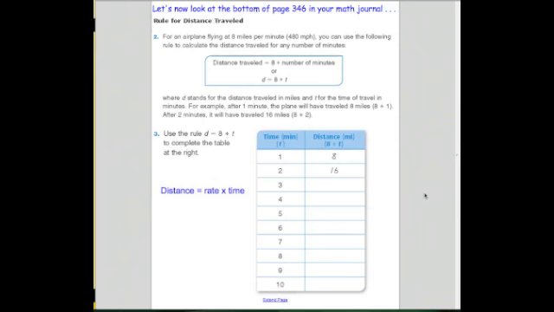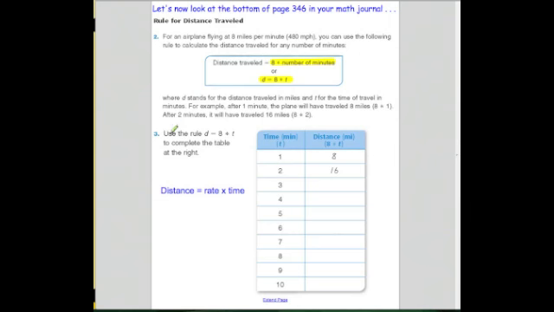Now let's look at the bottom of page 346 in your math journal. We can see that this is still the same problem as we were doing in our examples. So for an airplane flying at 8 miles per minute, or 480 miles per hour, you can use the following rule to calculate the distance traveled for any number of minutes. And so they give us the exact same formulas here. Distance traveled equals 8 times the number of minutes, or we can read it as distance, d, equals 8 times t, meaning time. And that explains this tip below.